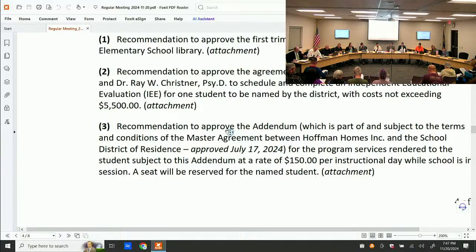Number 3 is a recommendation to approve the addendum, which is part of and subject to the terms and conditions of the master agreement between Hoffman Homes Incorporated and the School District of Residence, which would be us, for the program services rendered to the student subject to this addendum at a rate of $150 per instructional day while school is in session.